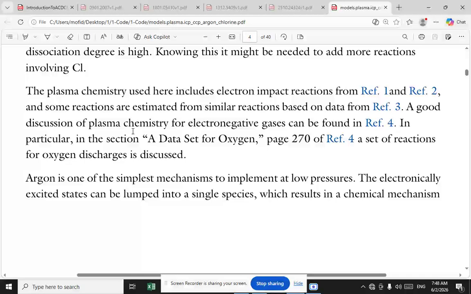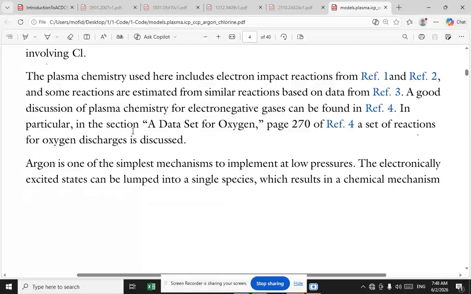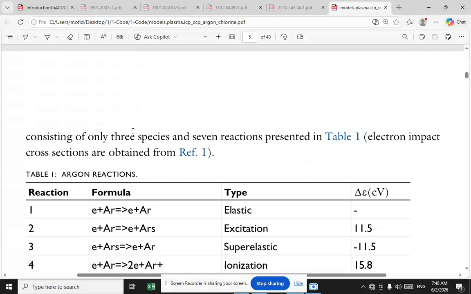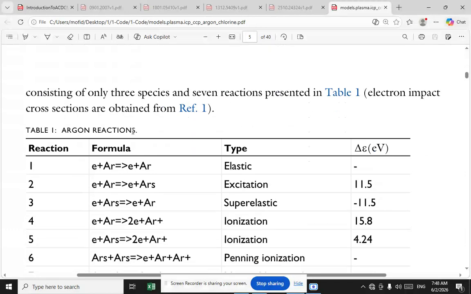Argon is one of the simplest mechanisms to implement at low pressures. The electronically excited states can be lumped into a single species, which results in a chemical mechanism consisting of only three species and seven reactions, presented in Table 1. Electron impact cross sections are obtained from reference 1.